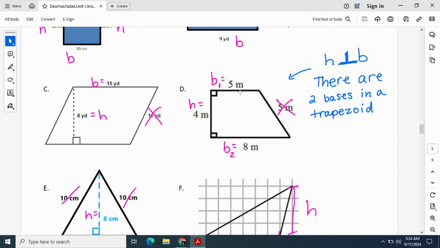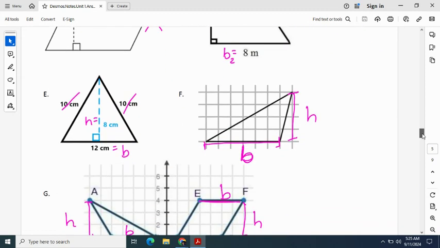Now look at D. It's a trapezoid. The two sides that are parallel have to be the bases. 4 is the height because it's perpendicular to the base. 5 meters is just a side length. I can cross it out. Eventually, you will need this. If, let's say, you're finding perimeter, you need to add the outside. But for now, we don't need this. This question is asking us to identify the base and the height.